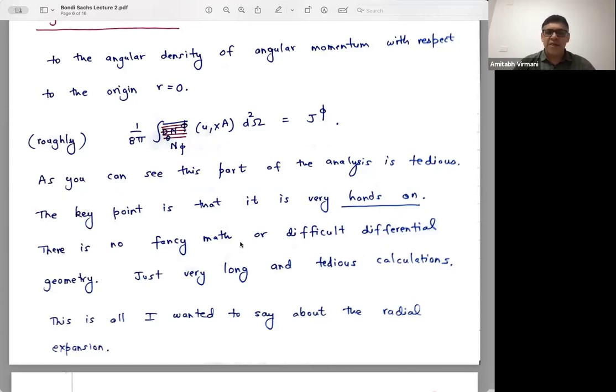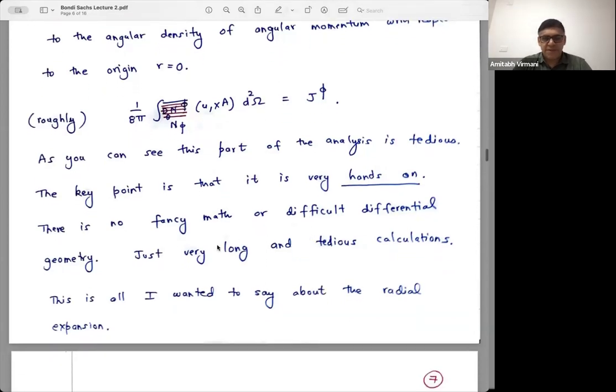Okay, there is no fancy mathematics involved. There is no difficult differential geometry. It's just covariant derivatives you write in terms of the sphere derivatives. It's just very long and tedious calculations. In my opinion, there is no very fancy math and no difficult differential geometry.